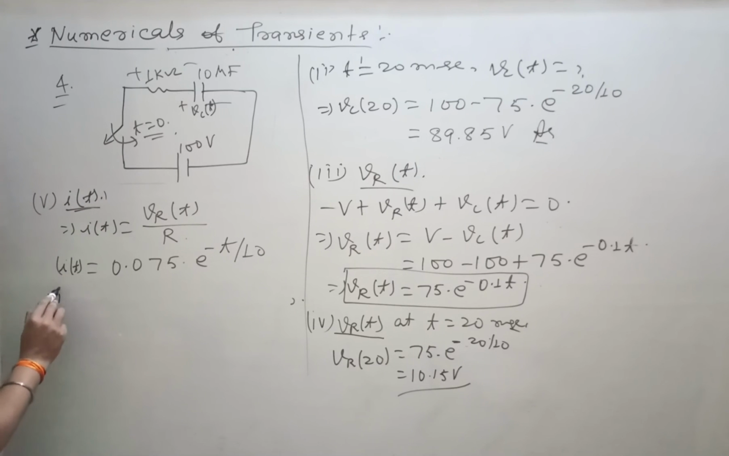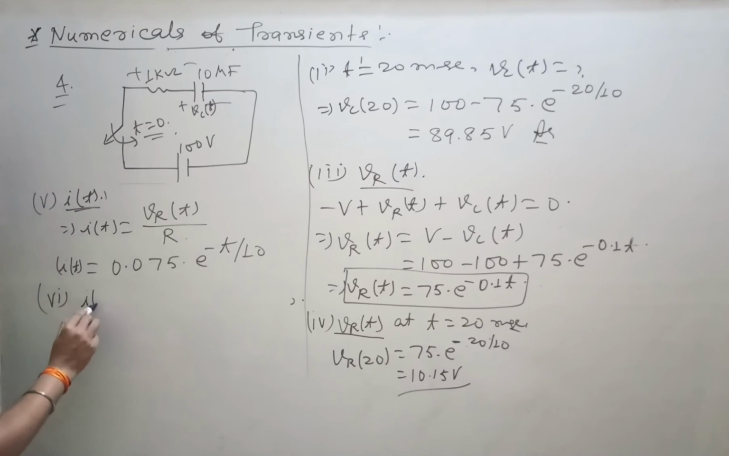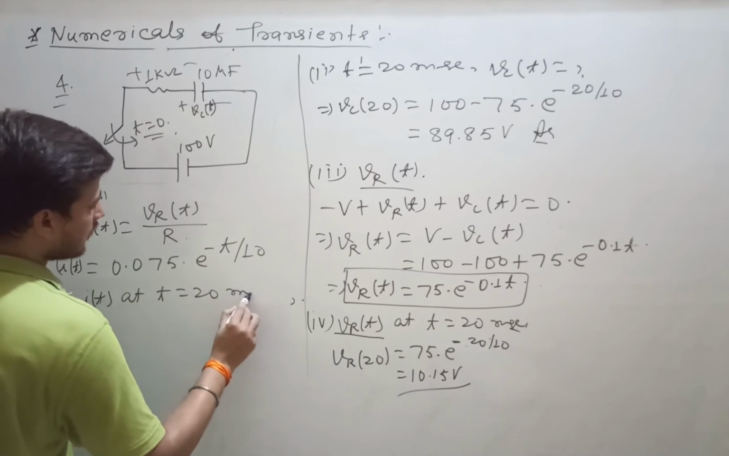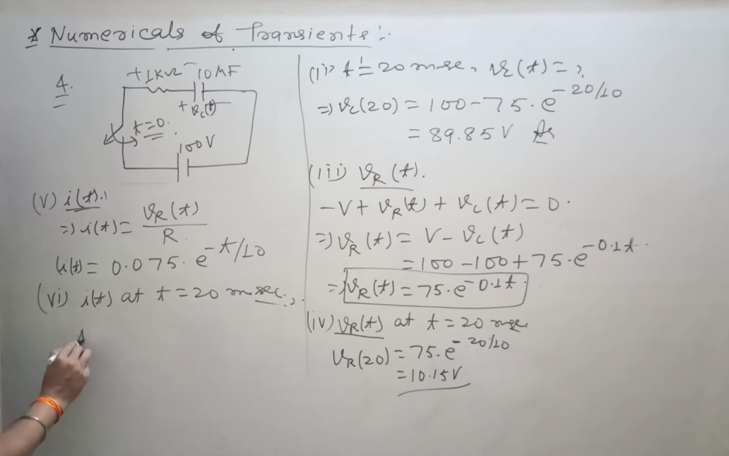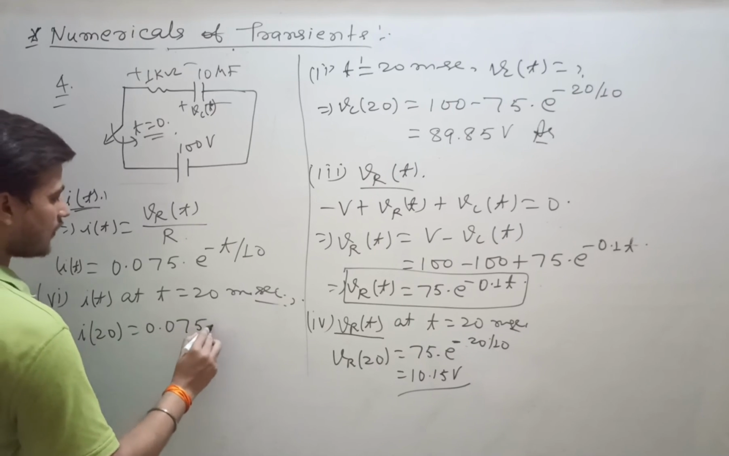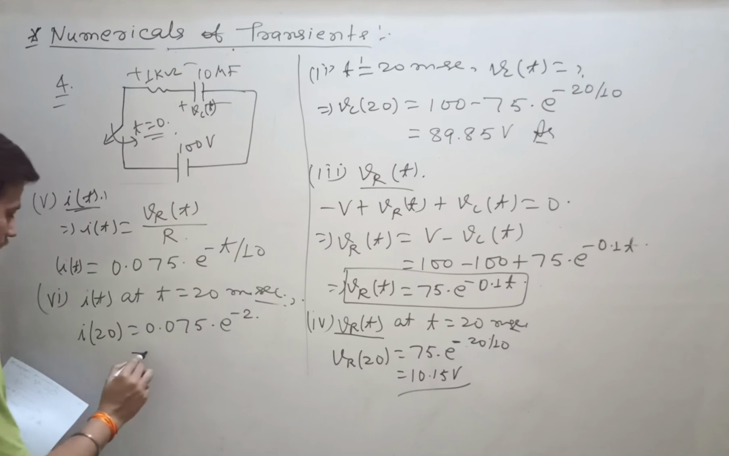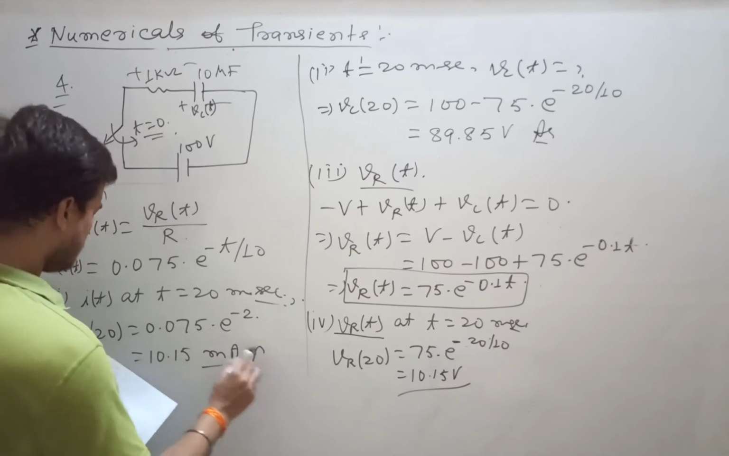Come to the sixth question. You have to write i(t) at t equal to 20 millisecond. So if you write i(t) at t equal to 20 millisecond, i(20) will be equal to 0.075 into e to the power minus 2, that means 20 by 10. So here it is 10.15 milliampere. This is the answer.